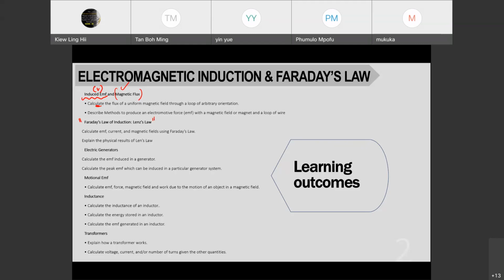Then following will be the applications of this induced EMF. The first one is electric generators, the ones used in the power plant, and how we actually get our electricity at home. Motional EMF is another type of application that you can look into. From there, you can also generate your own electricity. Inductance. Another word for inductance is actually solenoid. So if you know how to make a solenoid, you can also generate your own electricity. Finally, transformers, right?